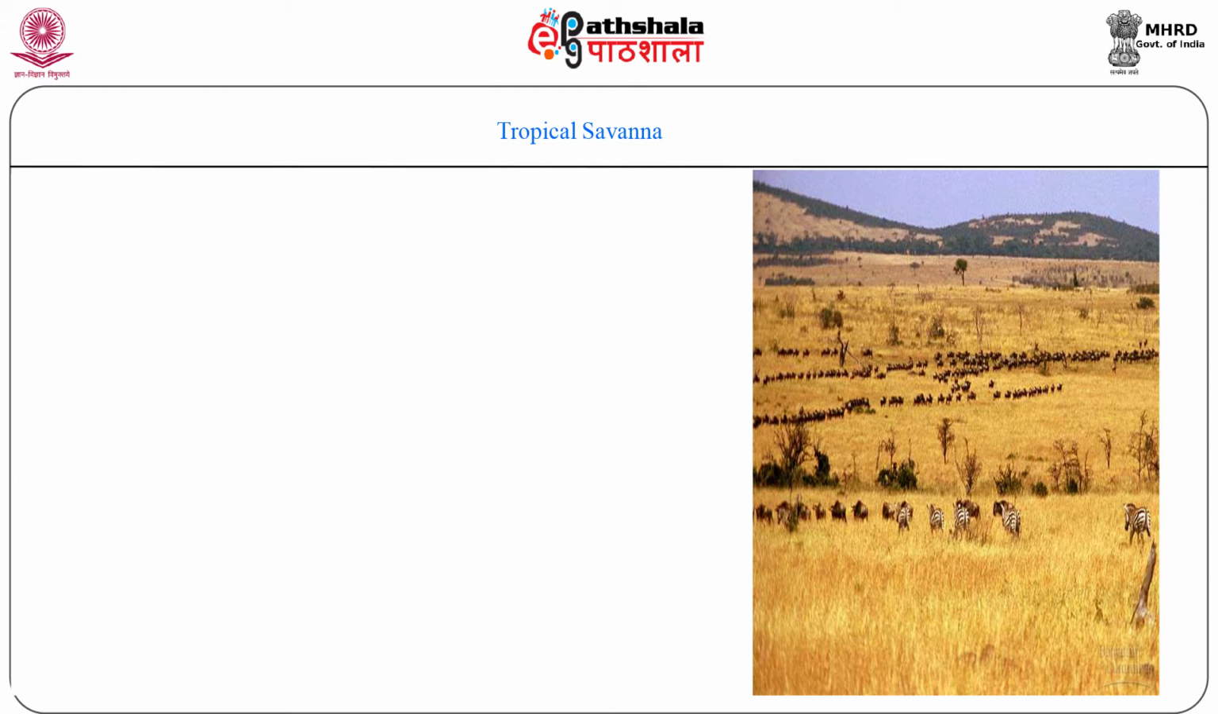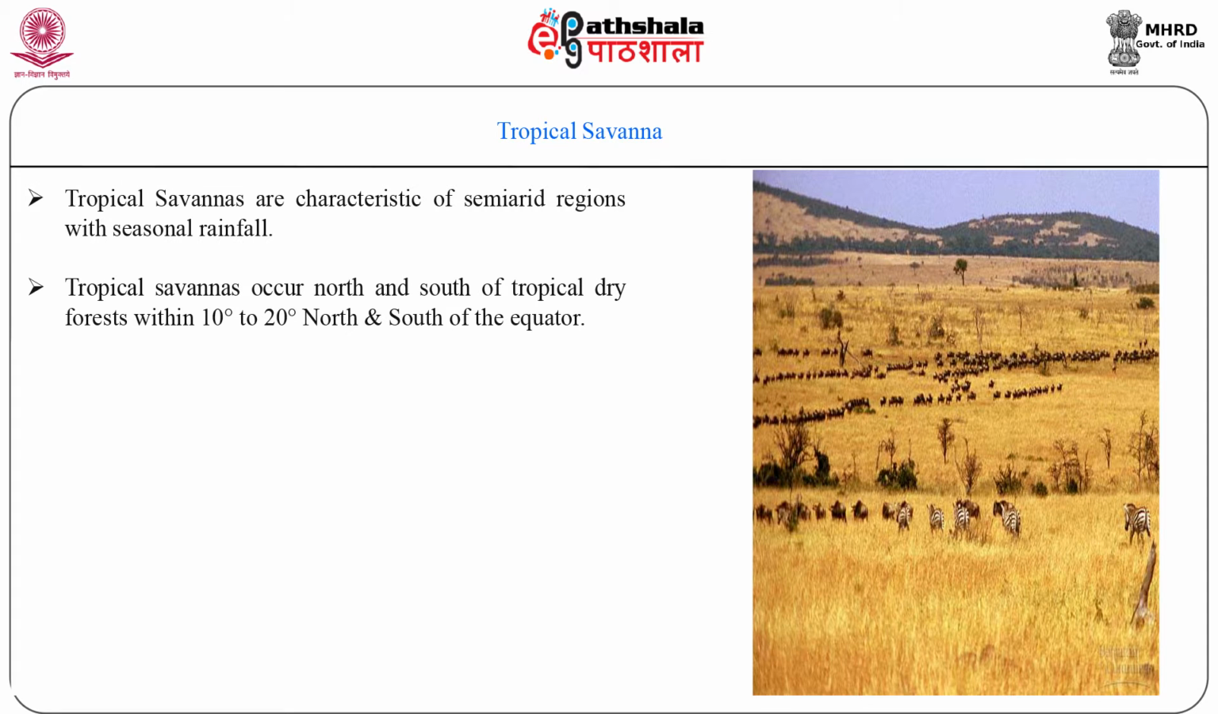Tropical savannas. Tropical savannas are characteristic of semi-arid regions with seasonal rainfall. The term savanna is used to describe a range of vegetation types in the drier tropics and subtropics. Talking about the climate, tropical savannas occur north and south of tropical dry forest within 10 to 20 degrees north and south of the equator. Savannas are associated with a warm continental climate with distinct seasonality in precipitation and a large variation in total rainfall per year. Seasonal drought combines with another important physical factor, that is fire.